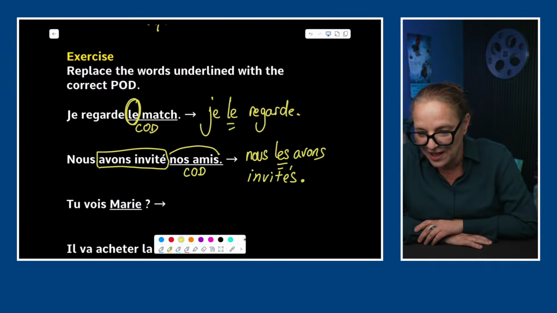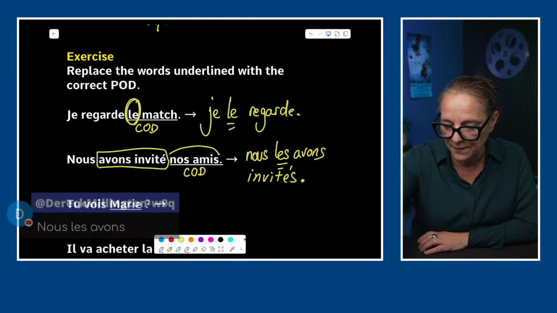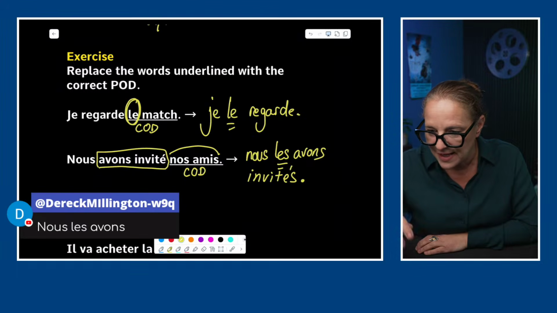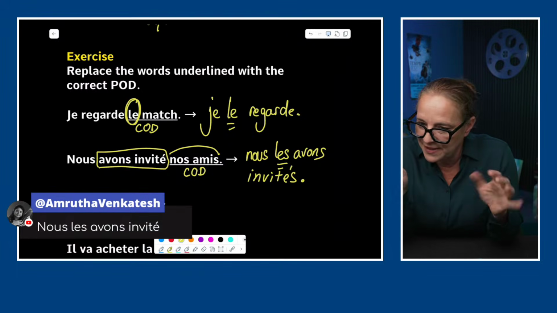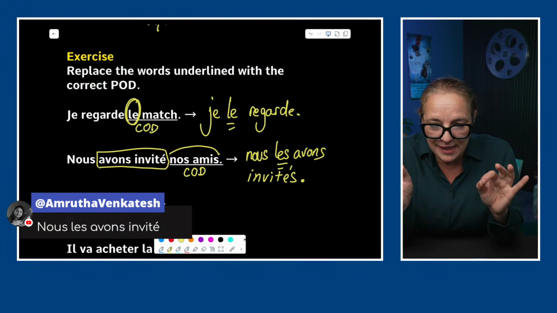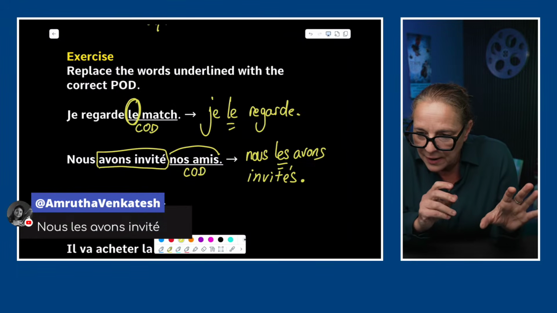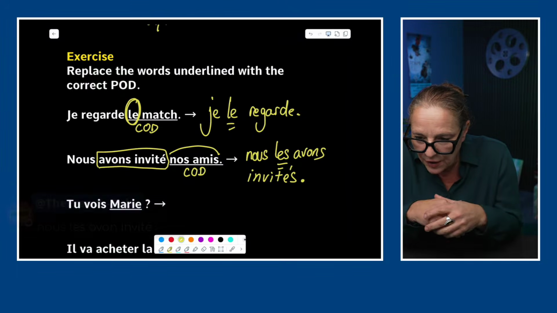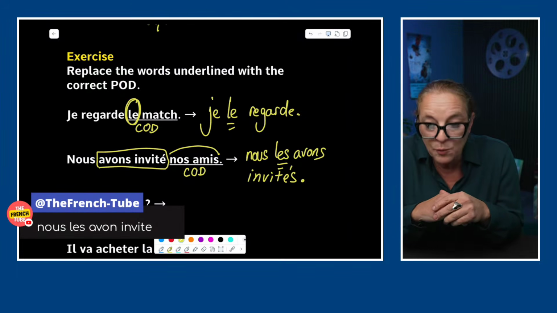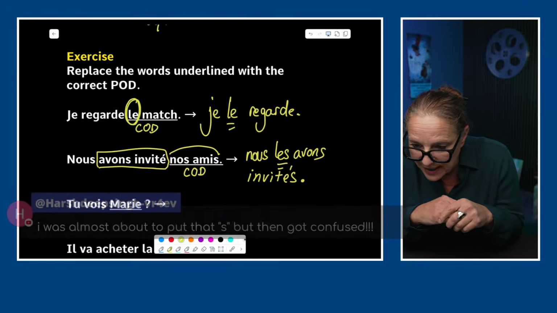Now, have a look at the way I spelled invité. What does that tell you? Nous les avons invités. Okay? What does that tell you? Amrita, you've written nous les avons invités, but there is one spelling mistake. Archdeep Singh, sorry if I mispronounce your name. Again, with the French, be very careful with that. Agrees in gender and number. Angelina, with what? With the fact that what?